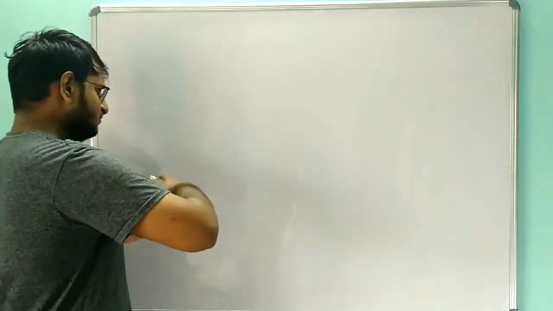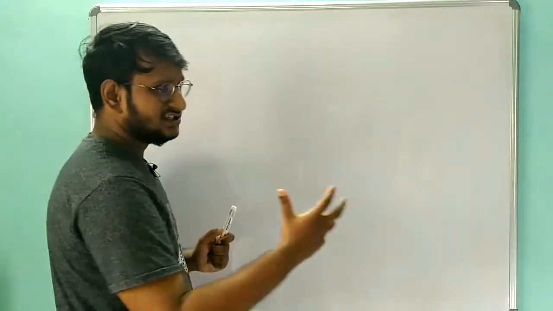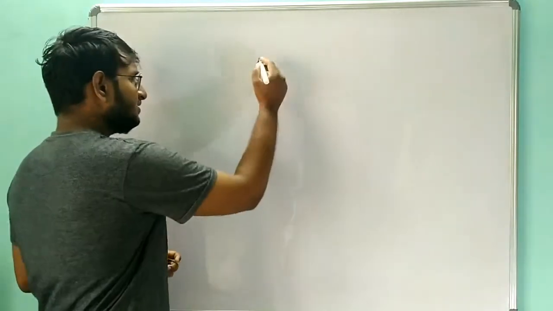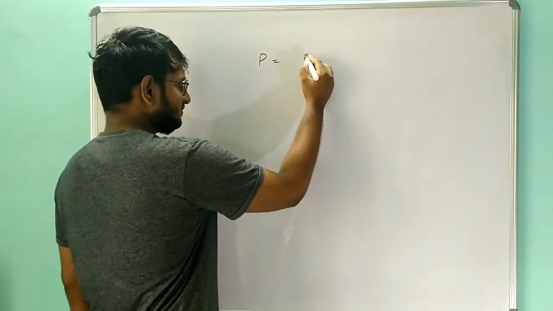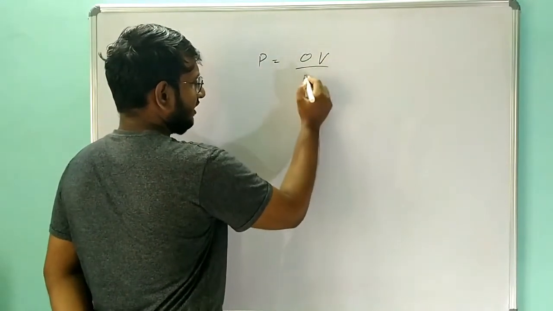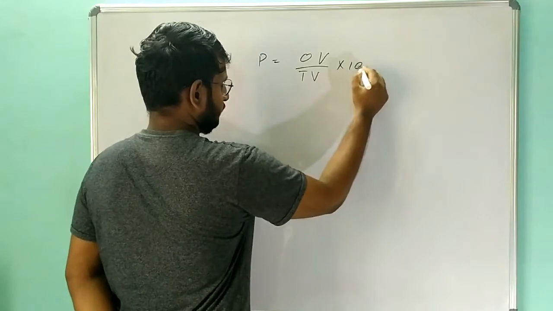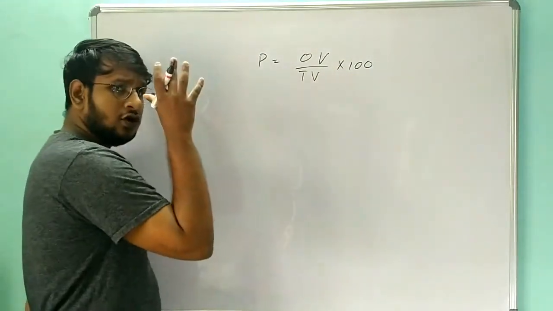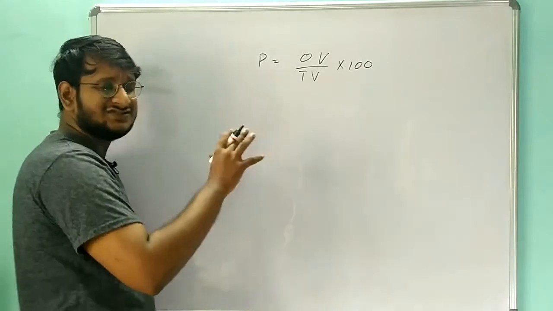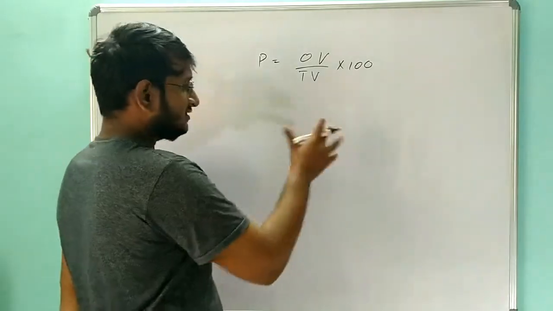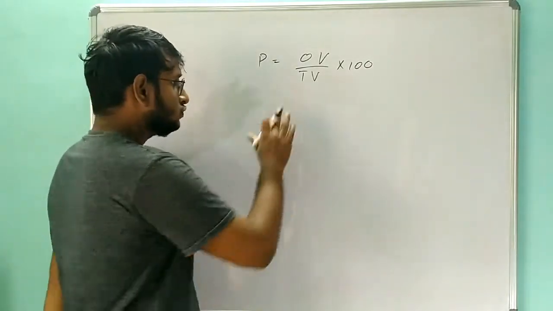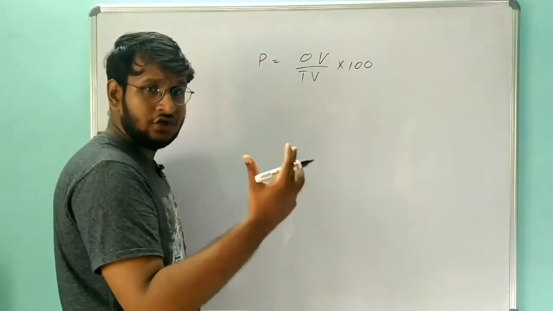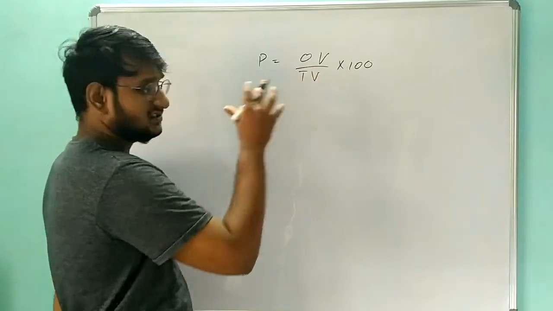So what is the percentage formula? The percentage formula is nothing but obtained value divided by total value into 100. This is one of the important formulas. By using this formula we can solve any type of percentage related problems. So come on, let's take an example and dig further into what percentage actually means.